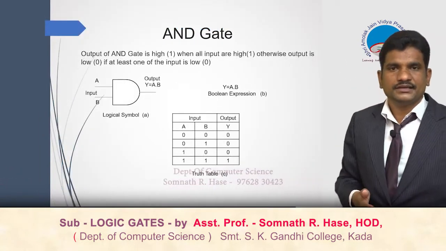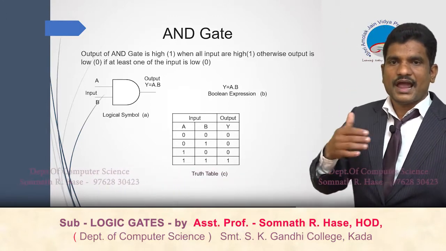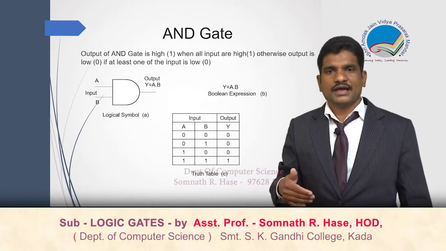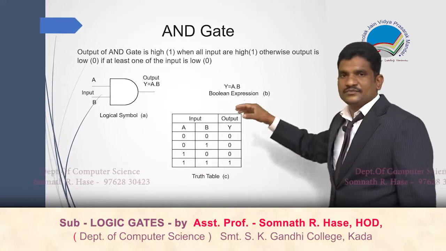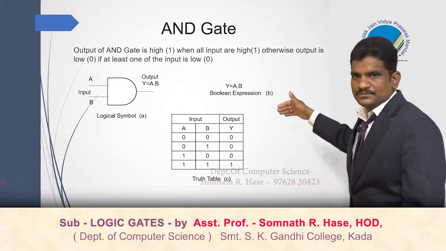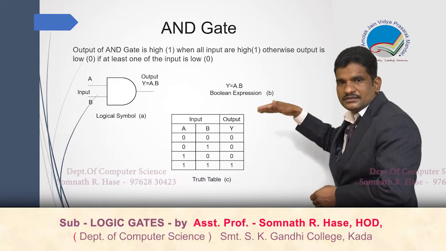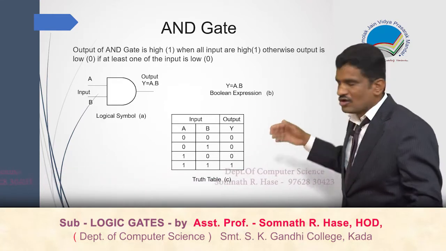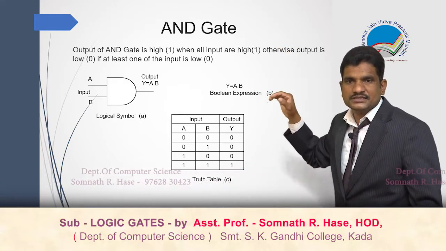Then after the NOT gate, the next one is the AND gate. The AND gate states that the output is high when all the inputs are high. Whenever all the inputs are high, the output is high. Otherwise, the output is low. In the truth table, we can see that only when both the inputs are 1, the output is 1. Otherwise, in all other combinations, the output is 0.